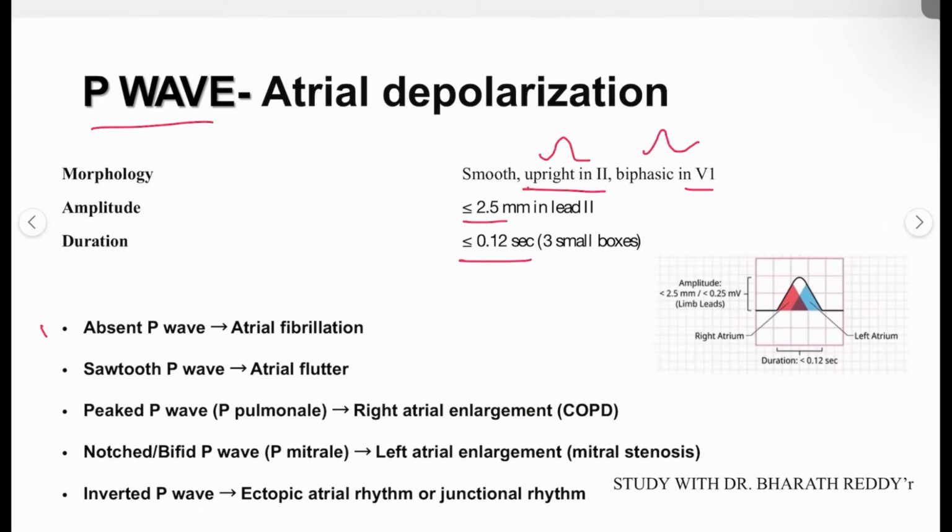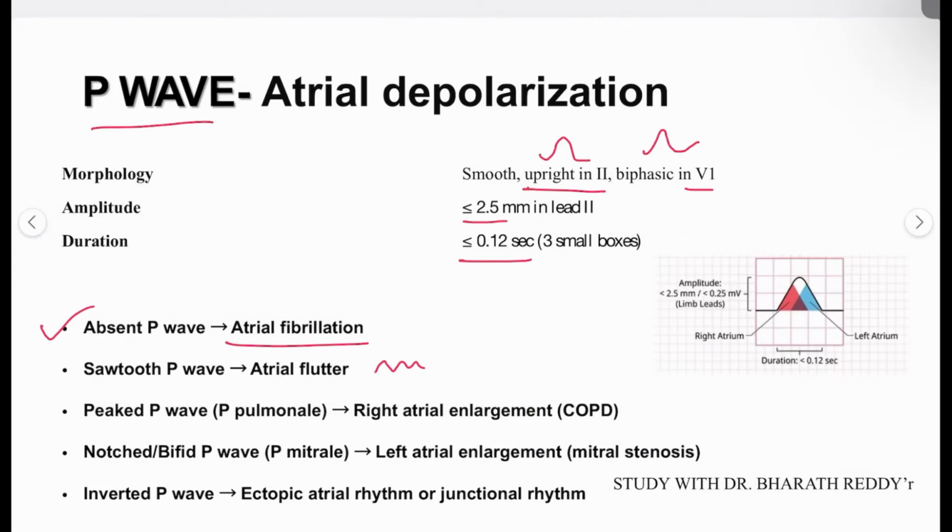When there is an absent P wave, this is your atrial fibrillation. What we discussed, the SA node is going to transmit the signals. If the SA node is not stopping, that means the heart is having some conduction pathway disorder. So that is your atrial fibrillation. And the sawtooth waves, what are the sawtooth waves? Like this. These are the sawtooth waves. This is seen in the atrial flutter.